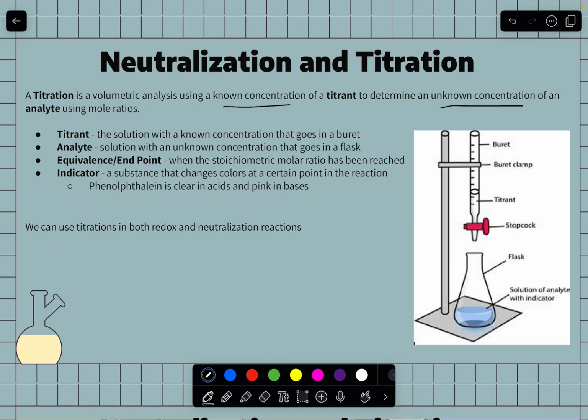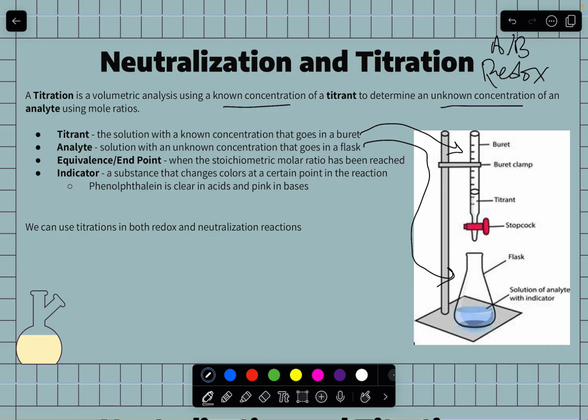So we're using the known concentration of one thing to determine the concentration of something else. And this can be used with acid-base reactions. Like I said, we'll talk about that with Unit 8. It can also be done with redox reactions. So you can do a titration with a redox reaction to determine the concentration of something. So some vocabulary with this. The titrant is the solution that you know the concentration of. This goes inside of your burette. That's that long cylinder on top. The analyte is your unknown. That goes in your flask.